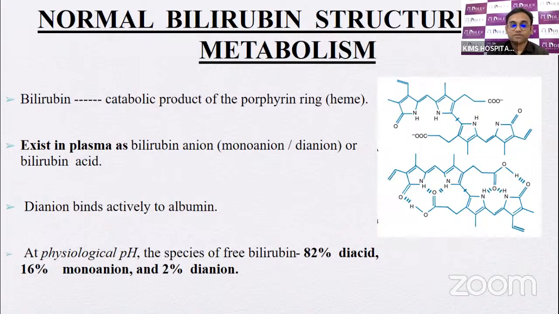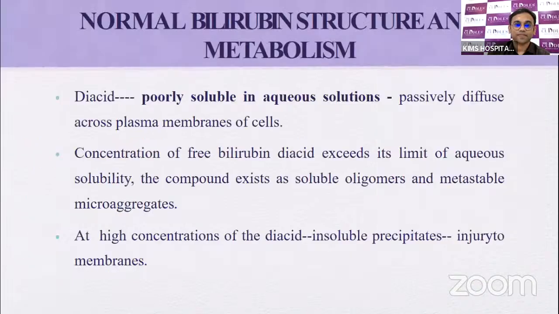However, at physiological pH, of the free bilirubin present in the body, around 82% is the diacid, 16% is the monoanion, and 2% is the dianion. The dianions bind with 2 H plus ions, resulting in the formation of a diacid, which is the chief component present at the normal pH of the body. This diacid is very poorly soluble in aqueous solution, and it gets passively transported across the plasma membrane of cells.